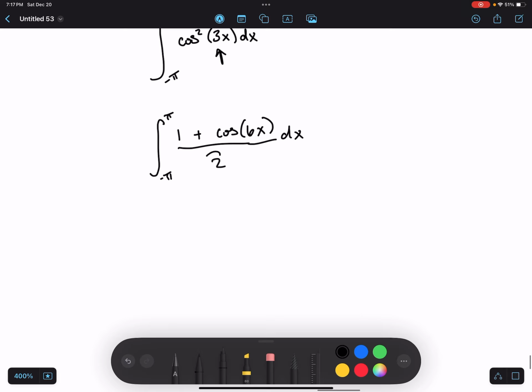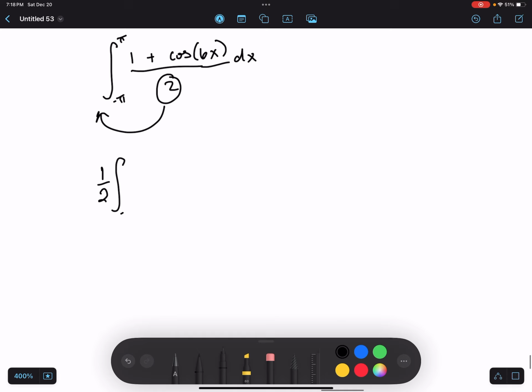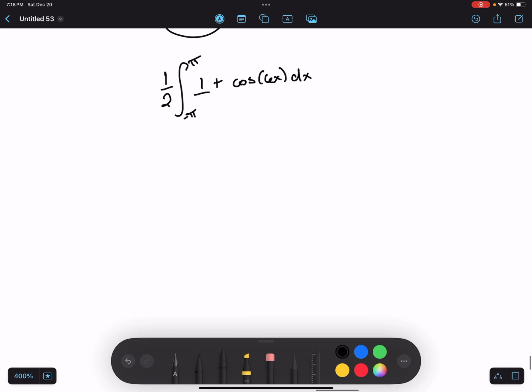Moving forward, we can go ahead and pull this 2 out front and write it as 1/2 times the integral from negative pi up to pi of 1 plus cosine 6x dx. Integrating now, 1 when you integrate with respect to x is simply 1/2 times, again the integral of 1 is just x, and to integrate cosine 6x, you get plus sine 6x over 6, and then we can evaluate this from negative pi up to pi.